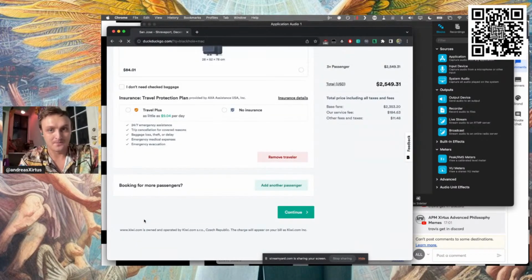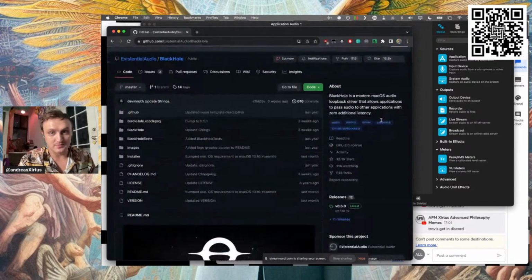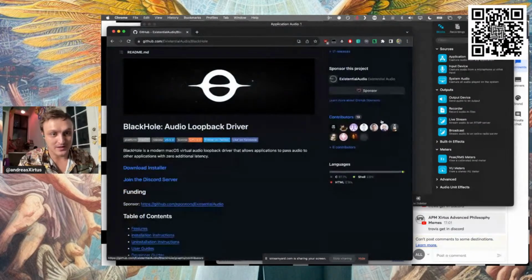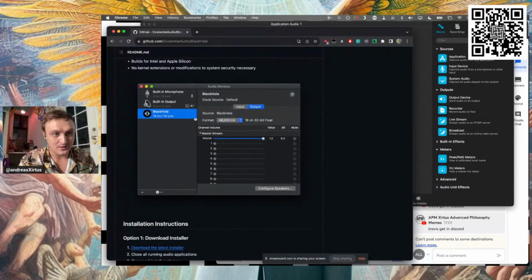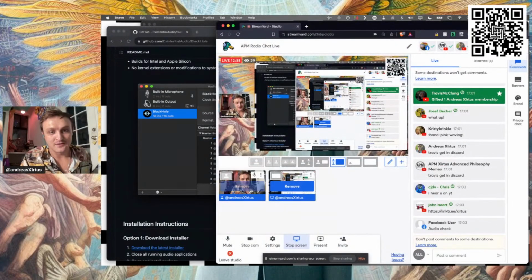Black Hole Mac. Black Hole Audio Loop Driver is a modern OS loopback driver, which allows me to make essentially a virtual audio device out of my audio inputs and stream them together, plug them together like Unix. It's freaking great. So the fact that you can hear me is a good sign. All right.